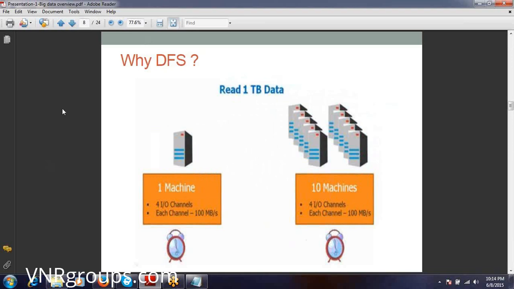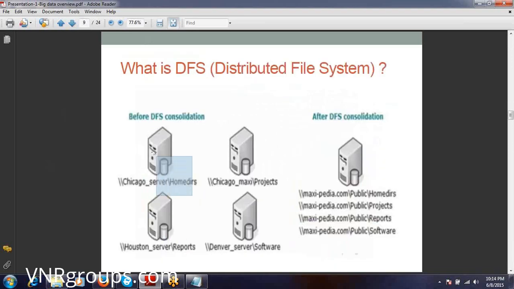But the problem is, if you are distributing your data among multiple machines, the home directory information is stored here, the reports information is stored here, like that. So if you want to retrieve that data, you need to remember the IP address of that machine so that you can access the data. If you have 4 to 5 machines, you can remember. But if you have 400 to 500 machines, practically it is not possible to remember the IP addresses, right?